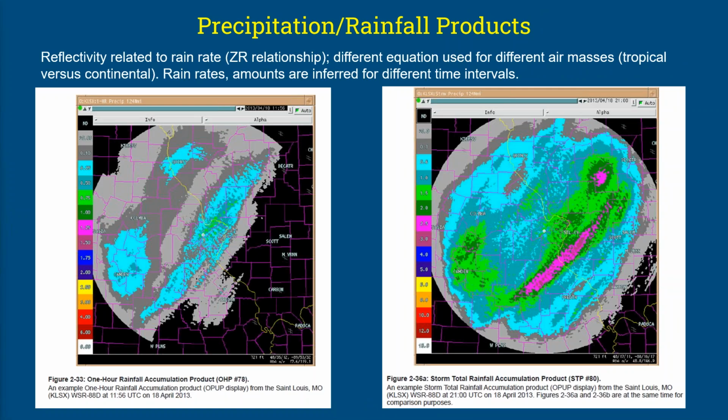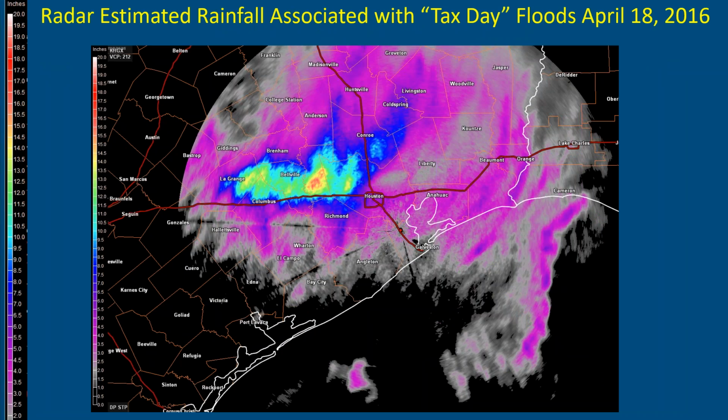I mentioned the precipitation products. We can get displays as far as hourly precipitation, 3 hourly, storm total. And again, it draws our attention to areas where we have a flash flood concern, for example. Here's just an example of a storm total rainfall from the tax day floods of April 2016. Kind of remarkable to see the rainfall differences on either side of I-10 in that case. That was the bullseye for that rain event.